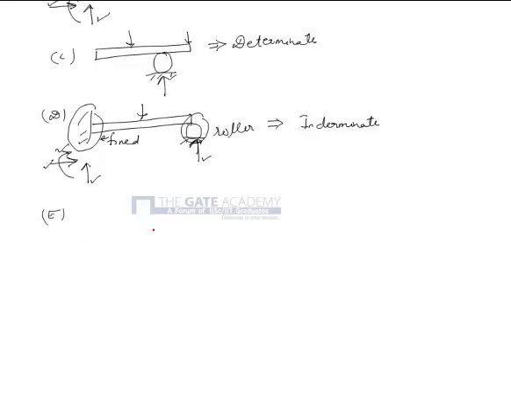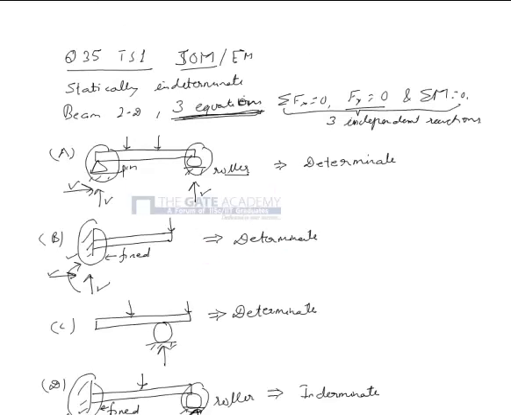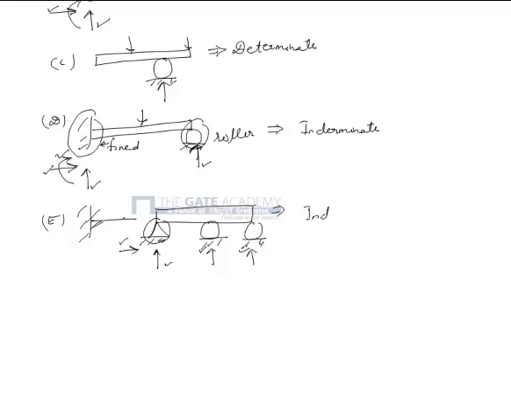Case E has a beam which is supported by 1 pin and 2 rollers. Now the pin will provide 2 force reactions, 1 horizontal and 1 vertical, and the 2 rollers will provide 1 vertical reaction each. So there are totally 4 unknowns and there are only 3 equations. So this is an indeterminate beam.